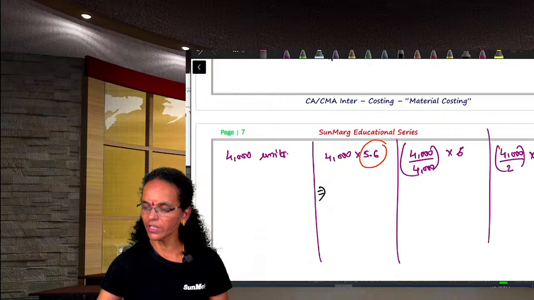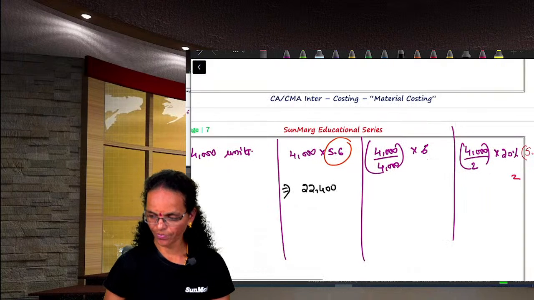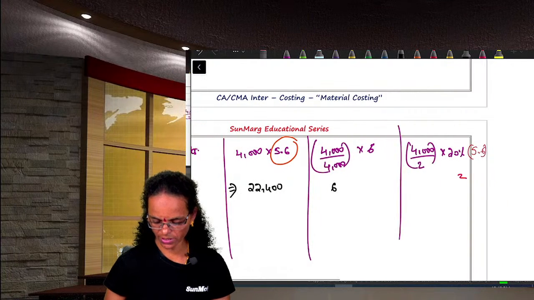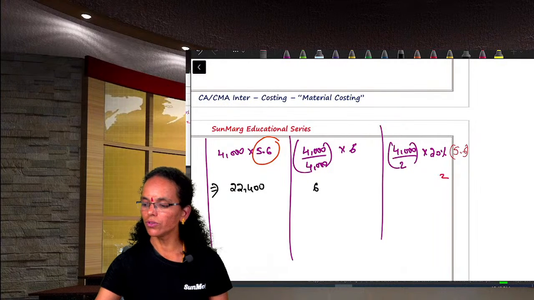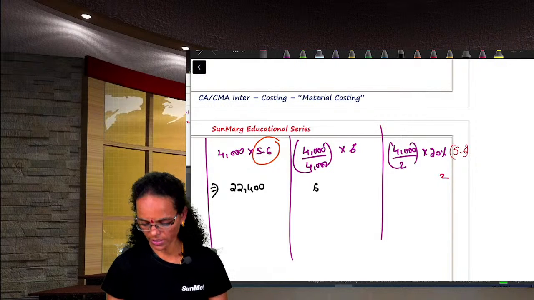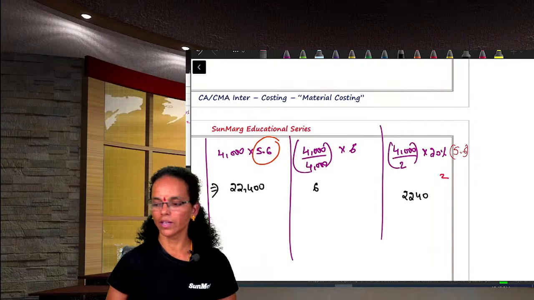4,000 into 5.6, 22,400. 4,000 divided by 4,000 into 6 is nothing but 6. 4,000 divided by 2 into 20% into 5.6, that is 2,240 rupees.